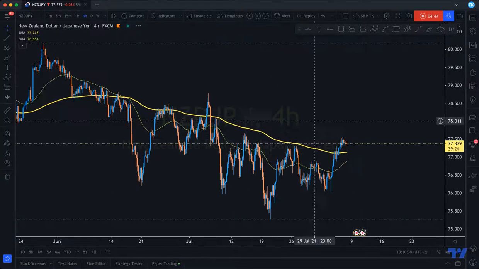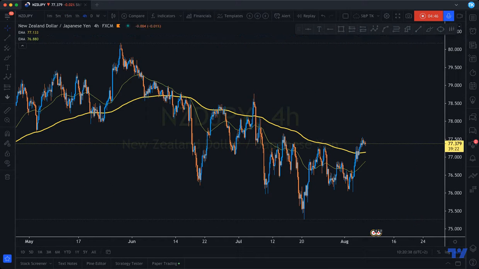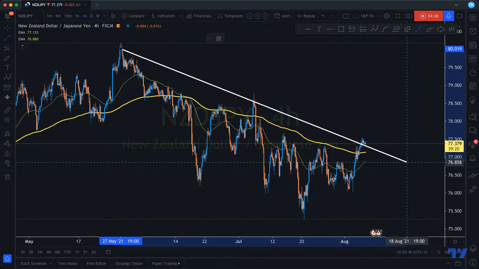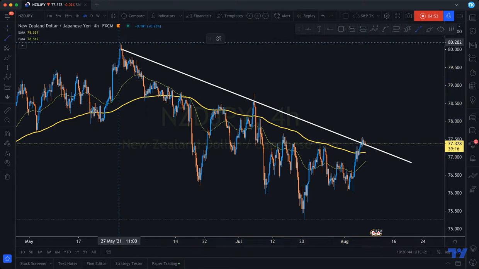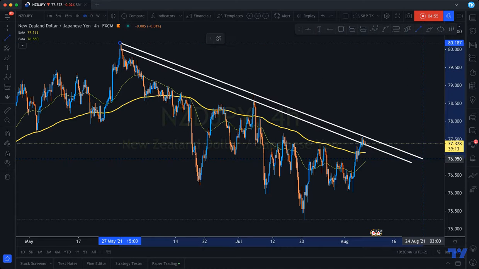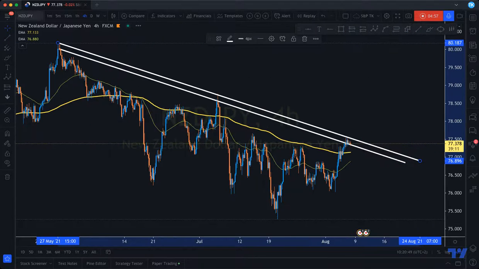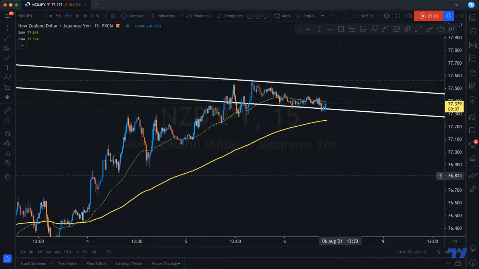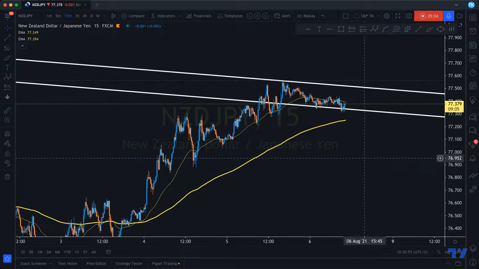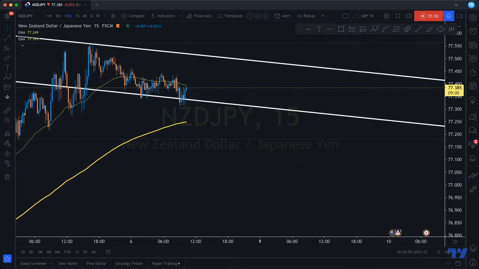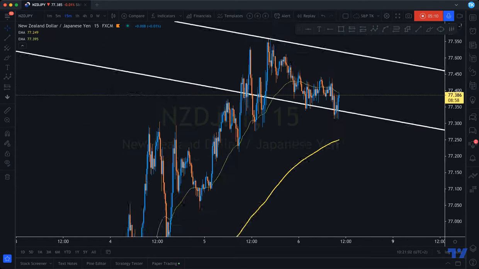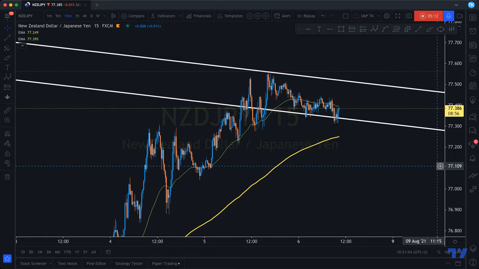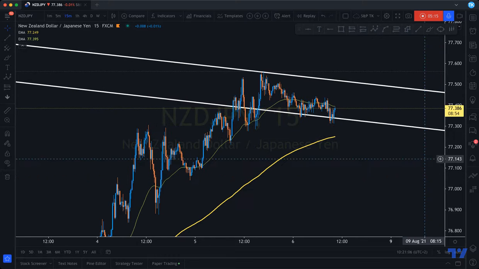Let me first draw this trend line again. So we have here, and the higher trend line is this one. So as you can see, price seems to react to this resistance, the dynamic resistance. Okay, but anyway, I need confirmation. I need a bearish confirmation.